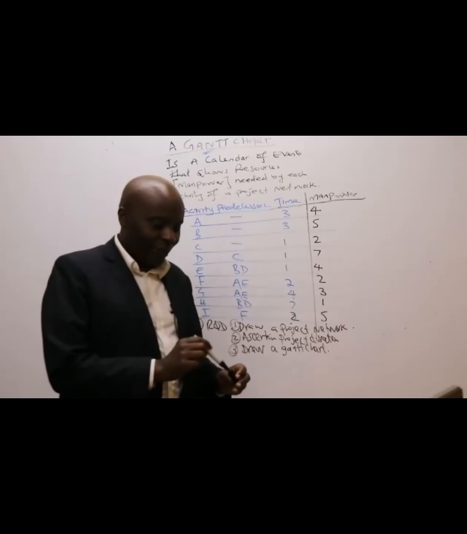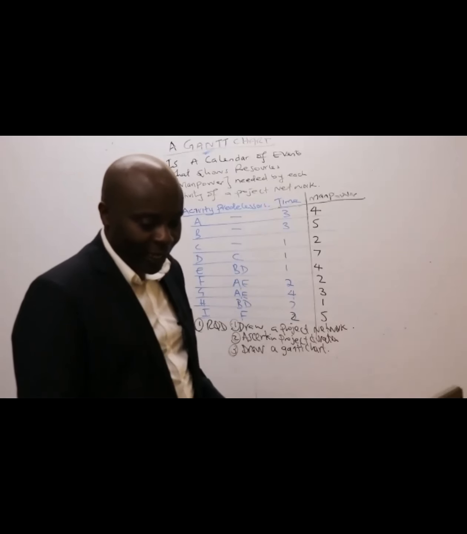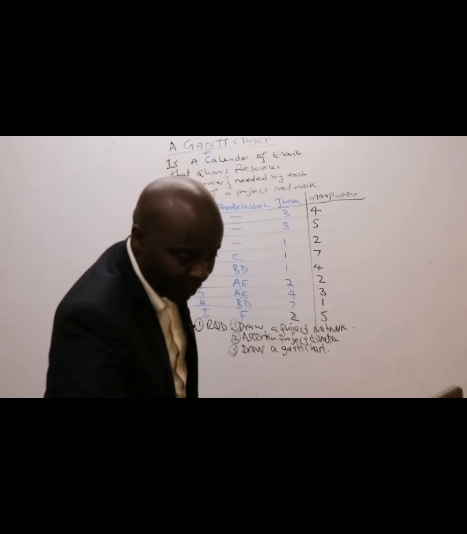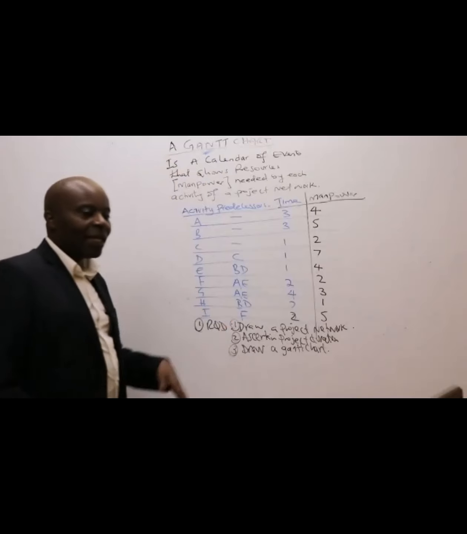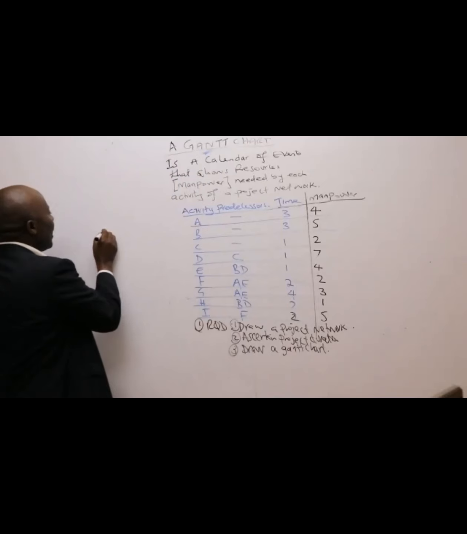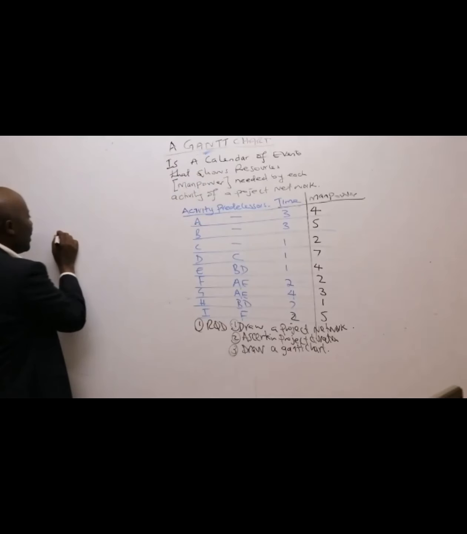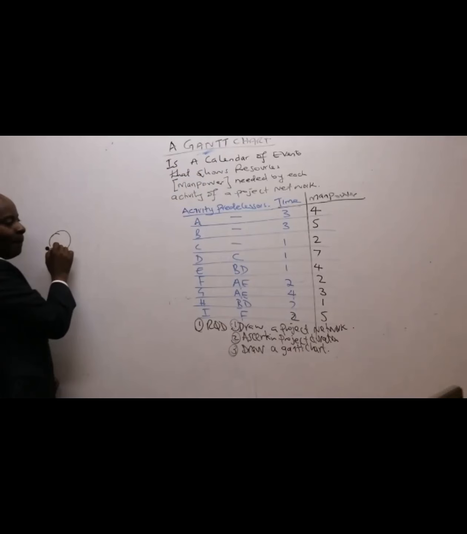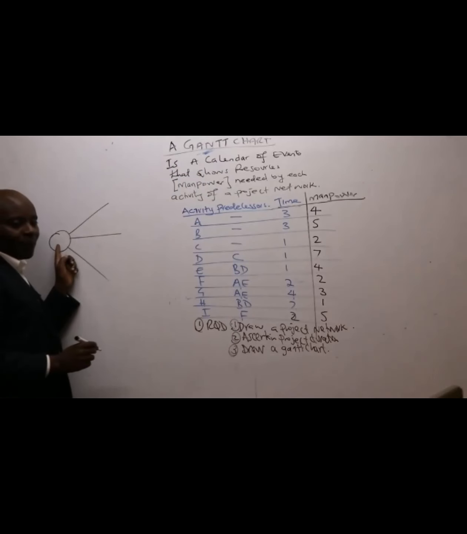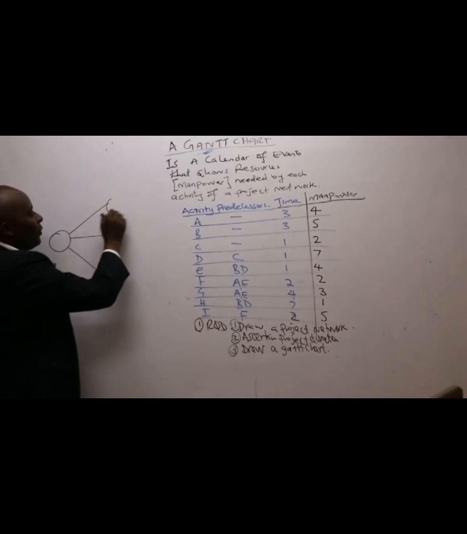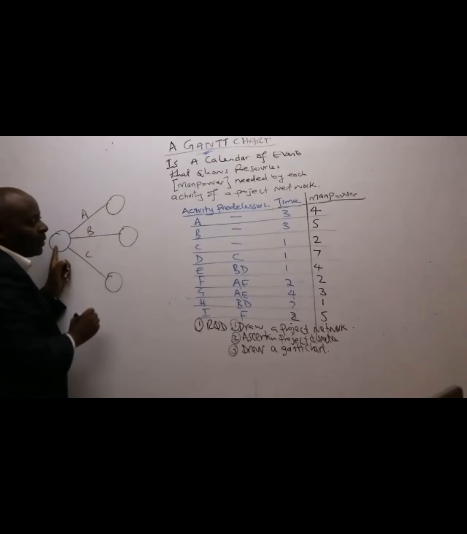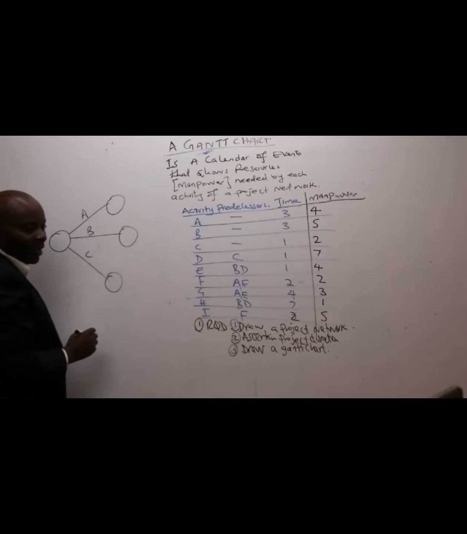Precede means come earlier, come first. Succeeding means coming later. So here, predecessor, between A, B and C there is no predecessor. You see, A, B and C have no predecessor. They come from the project start node. So here I will have activities A, B and C. They have no predecessors; no other activities come before them.